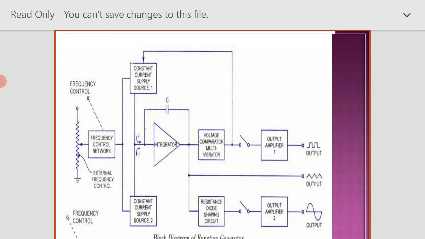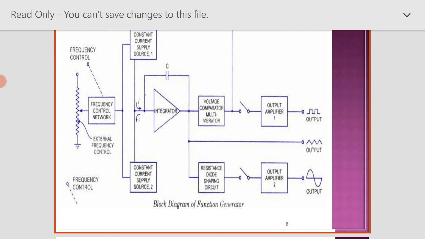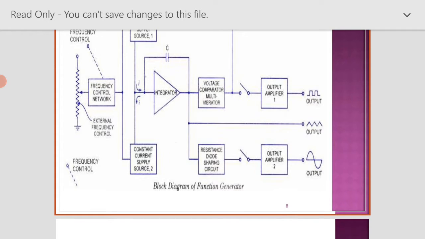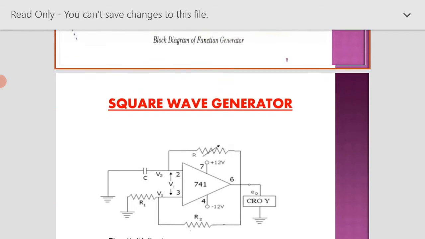The output of the integrator is given to the voltage comparator multivibrator. The output of the voltage comparator is given to the output amplifier. At the output of the output amplifier we get the square wave output. Second, we get the triangular wave output. Third, the constant current source supplies a resistance diode shaping circuit. The output is given to output amplifier 2 and we get a sine wave at the output of the amplifier. This is the block diagram of function generator.